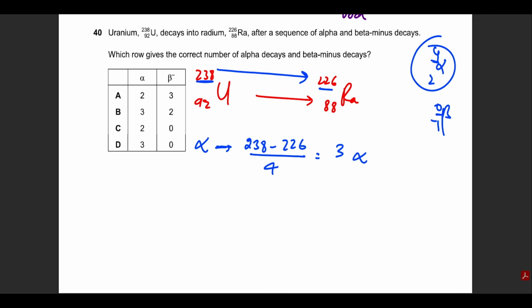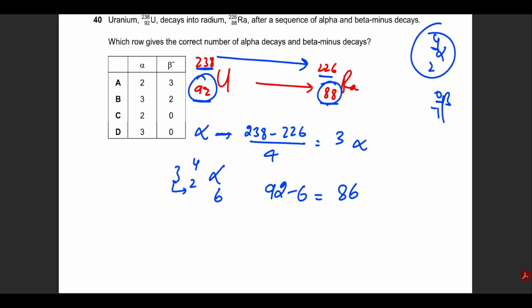3 alpha particles released. If there were 3 alpha particles released, then the number on the lower side, 4 2, if there were 3 multiplied by 2 is 6, the number on the lower side should be affected by 6. So we're starting with 92. So 92 minus 6 gives me 86. But I have 88. That means, and we understand that beta causes this number to increase. So after 86, there should be 2 beta 0 minus 1 that have made it go 87 and then 88. That means there are 2 betas and 3 alpha particles, which is going to be option B.